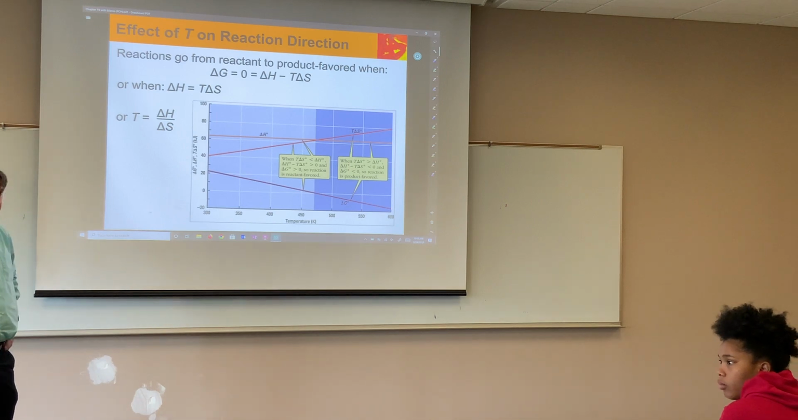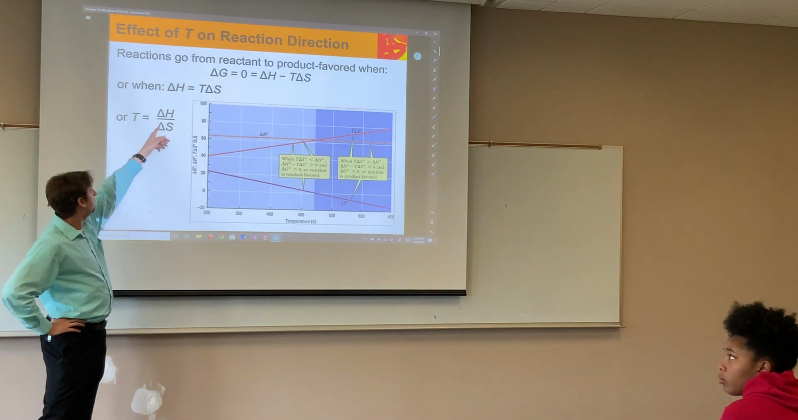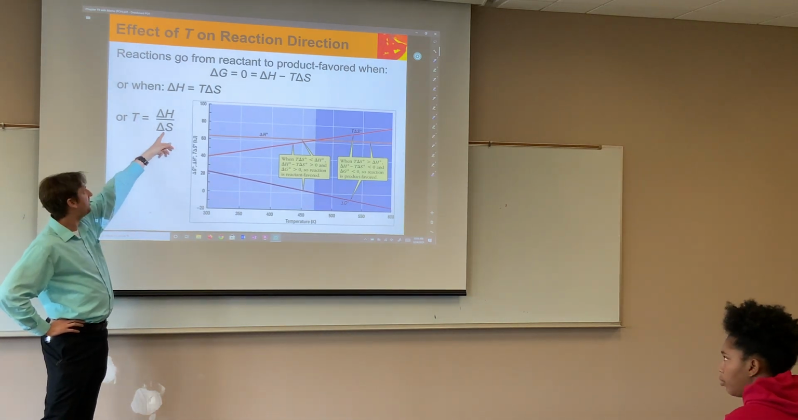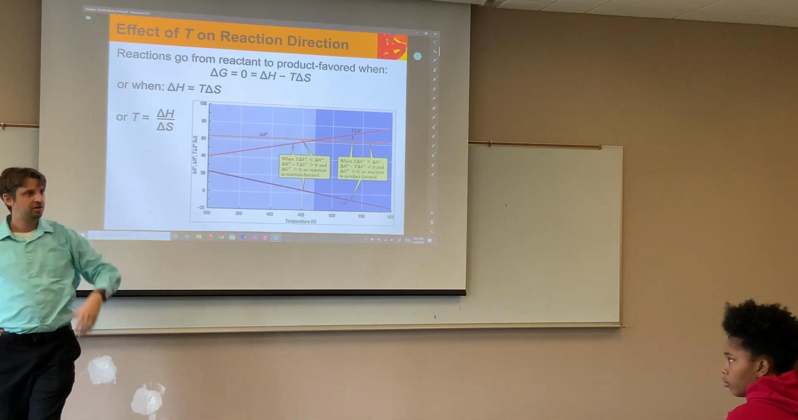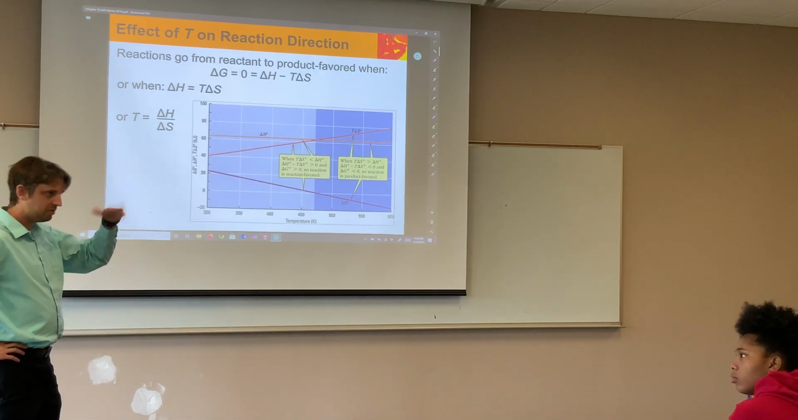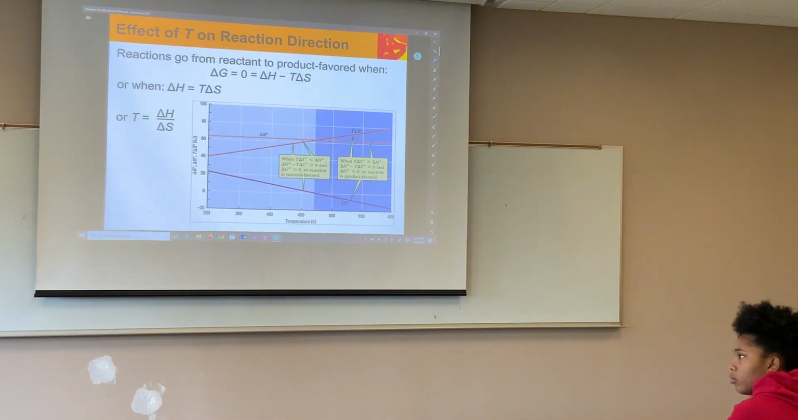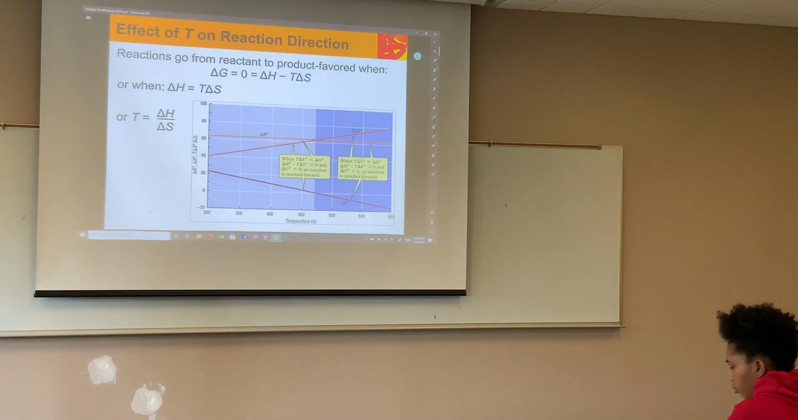How did those units come out? Well, S is per Kelvin, so remember, 1 over Kelvin is going to end up giving temperature units, and the rest of it is all energy, so they're going to cancel out. Good.